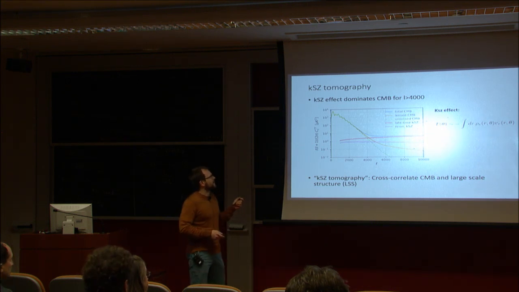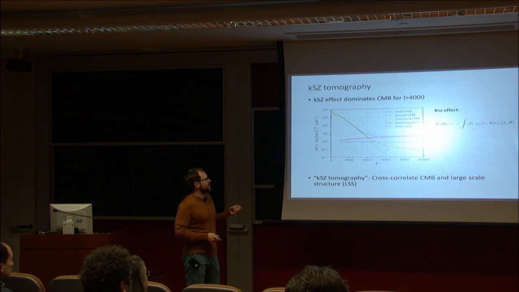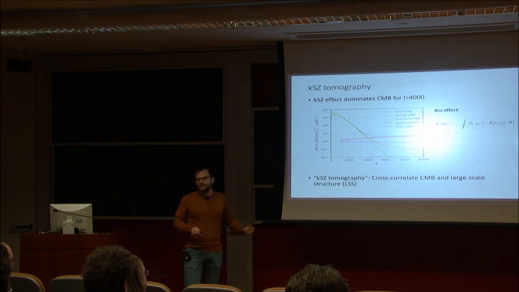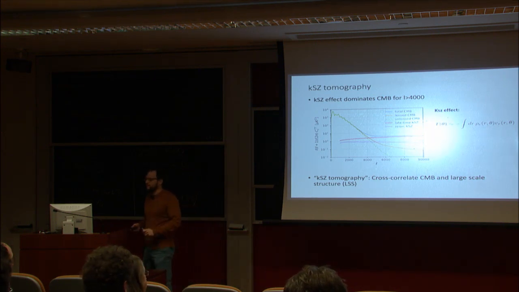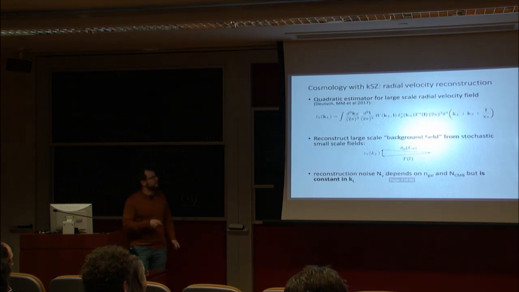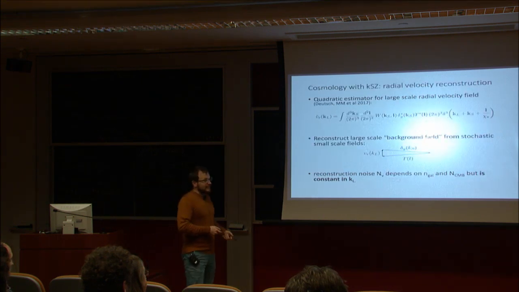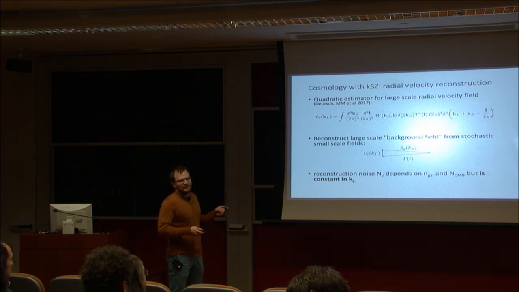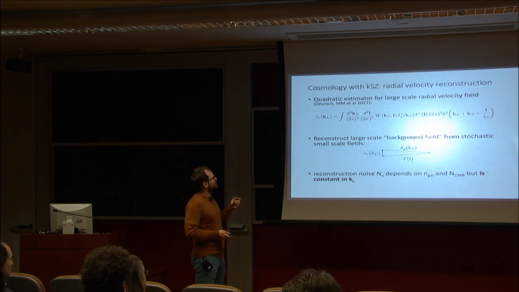Okay, and what we do here, kSZ tomography, is cross-correlating the CMB and large-scale structure. That gives some 3D information back. That's why it's called tomography. And in particular, the probe that we are using here is a quadratic estimator, which is something that's very widely used in cosmology, right?